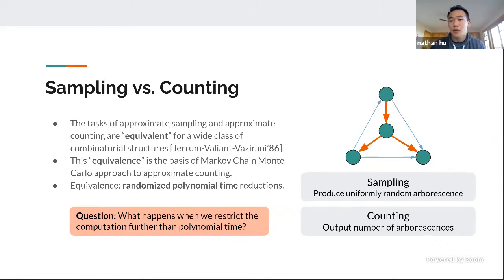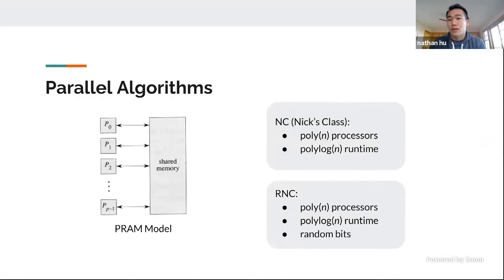It turns out for a large class of problems and structures, these two questions of sampling and counting are equivalent up to a polynomial time reduction. But the story gets messier when we restrict the computation beyond sequential algorithms. Specifically, in the world of parallel algorithms, we're in a PRAM model with processors interacting via shared random access memory. Just as polynomial time was the gold standard for sequential algorithms, we can define NC, or Nick's class, where the total work is still polynomial, but it's heavily parallelizable, left with just a polylog runtime. And now this equivalence gets a lot messier.